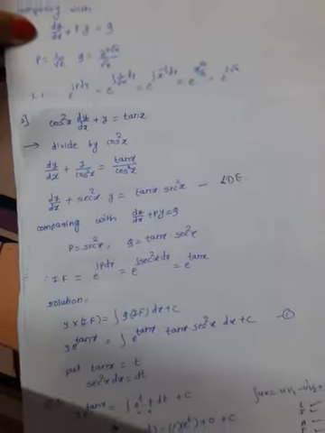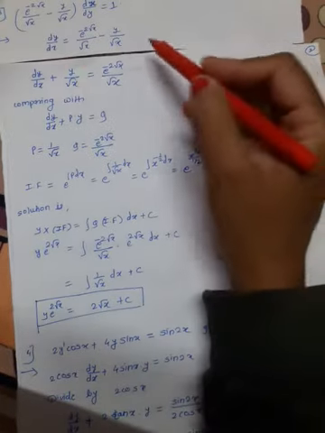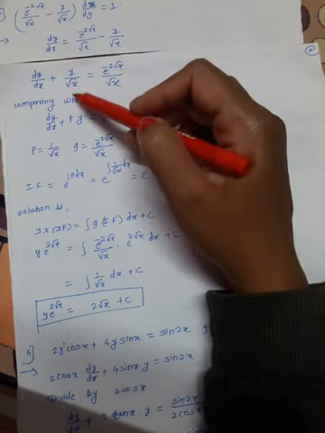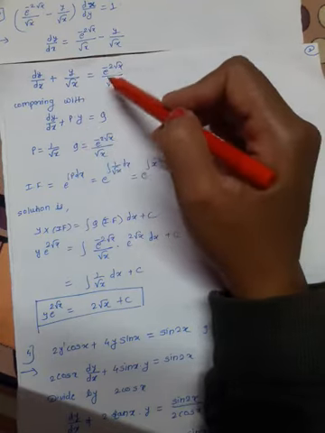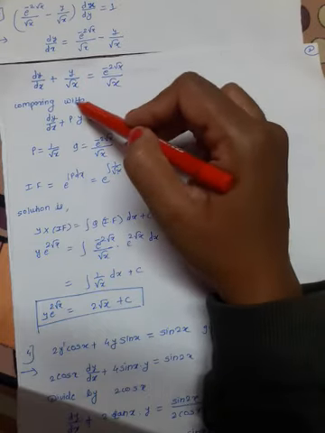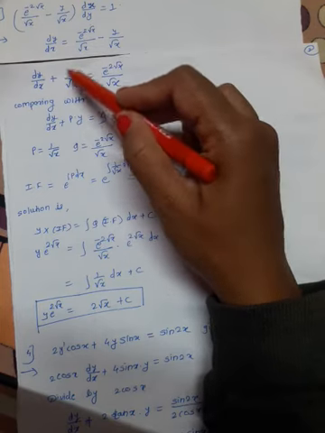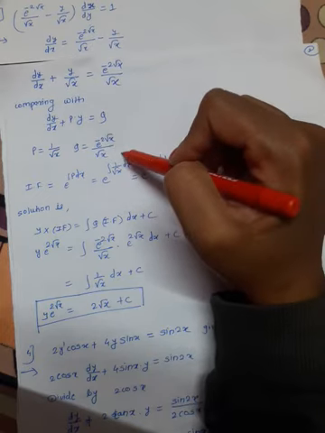We get dy by dx plus this term, which becomes reversed, y upon root x, is equal to this term. Now it exactly matches our linear differential equation. Therefore, comparing with this equation, we get p is nothing but the coefficient of y, which is 1 upon root x, and q is nothing but the whole RHS.